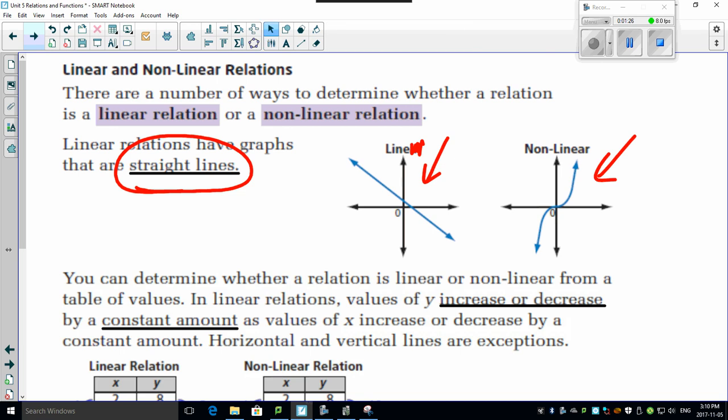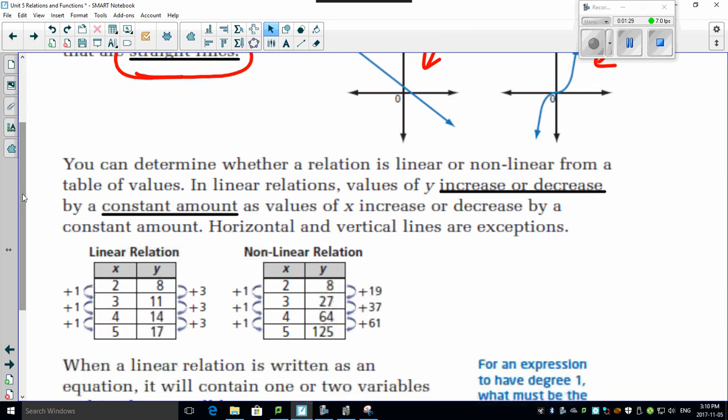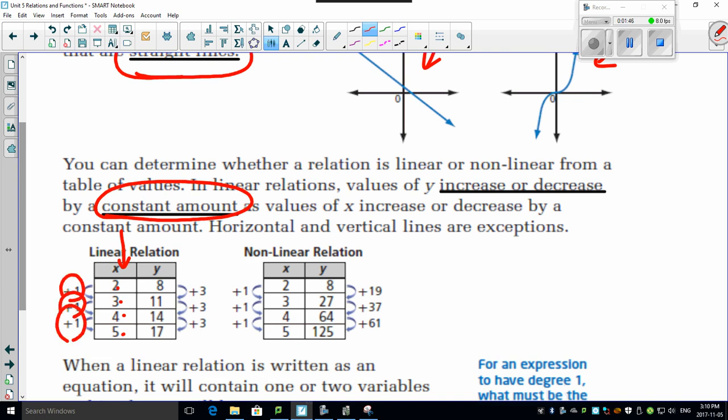So if you were given something like a table of values, how can you tell if this table of values is linear or nonlinear? Well, again, remember what I said earlier. It has to be a constant. Look at this relationship. You're going from 2 to 3 to 4 to 5. You're always going up by ones. The difference between them is always 1. Now look at the relationship on the y-axis. 8 to 11 is increasing by 3. 11 to 14 increases by 3. 14 to 17 increases by 3. That's a constant, right? And so guess what? That is linear.